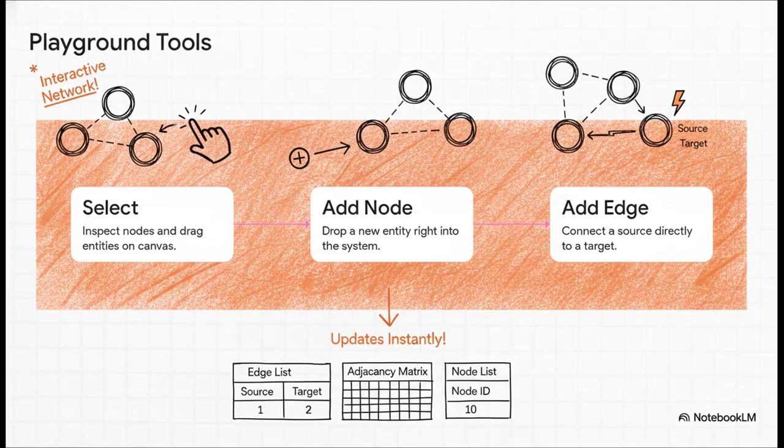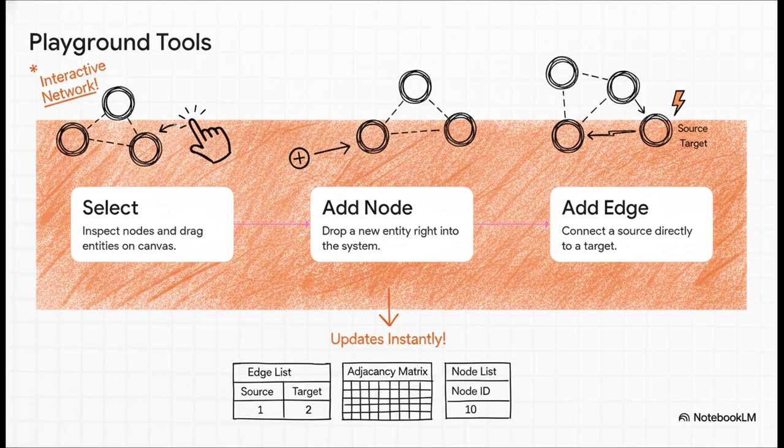Next up, you're going to step into the interactive browser-based playground. Now, don't let its visual simplicity fool you. You're going to rely on 3 basic actions to build your models here. Number 1 is select, where you'll inspect nodes and drag entities around the canvas. Number 2 is add node, literally dropping a new entity right into the system. And number 3 is add edge, connecting a source directly to a target.